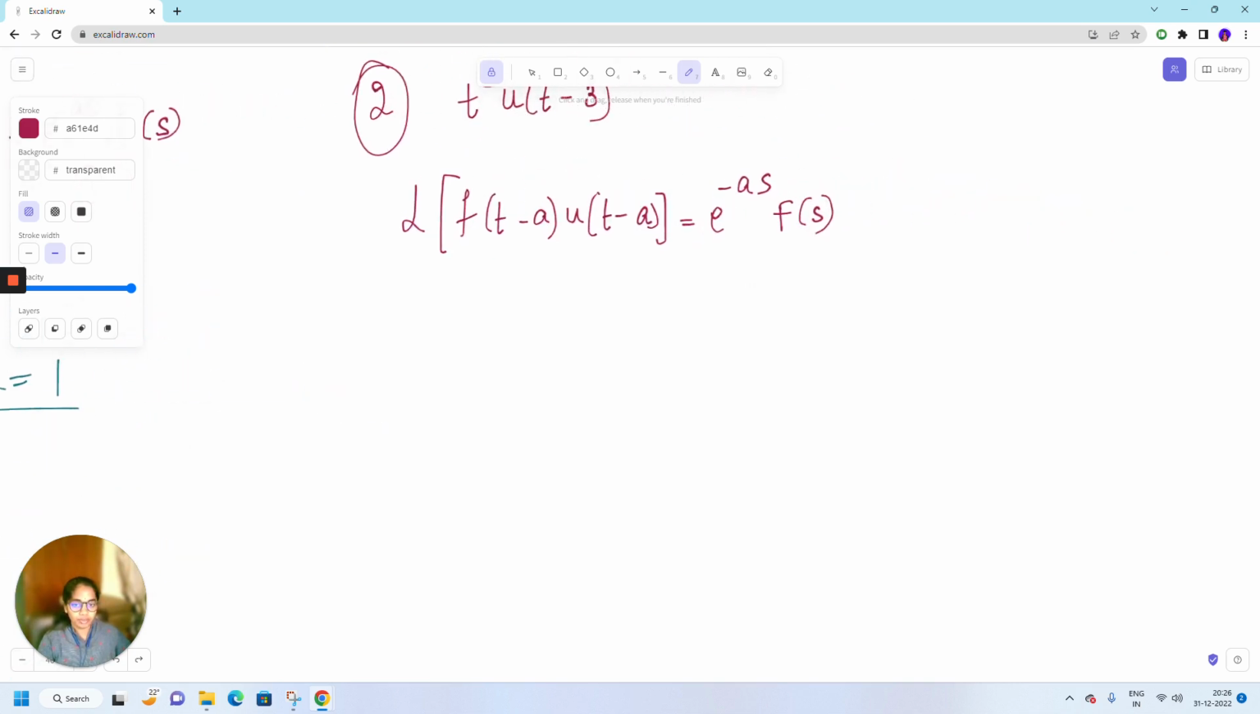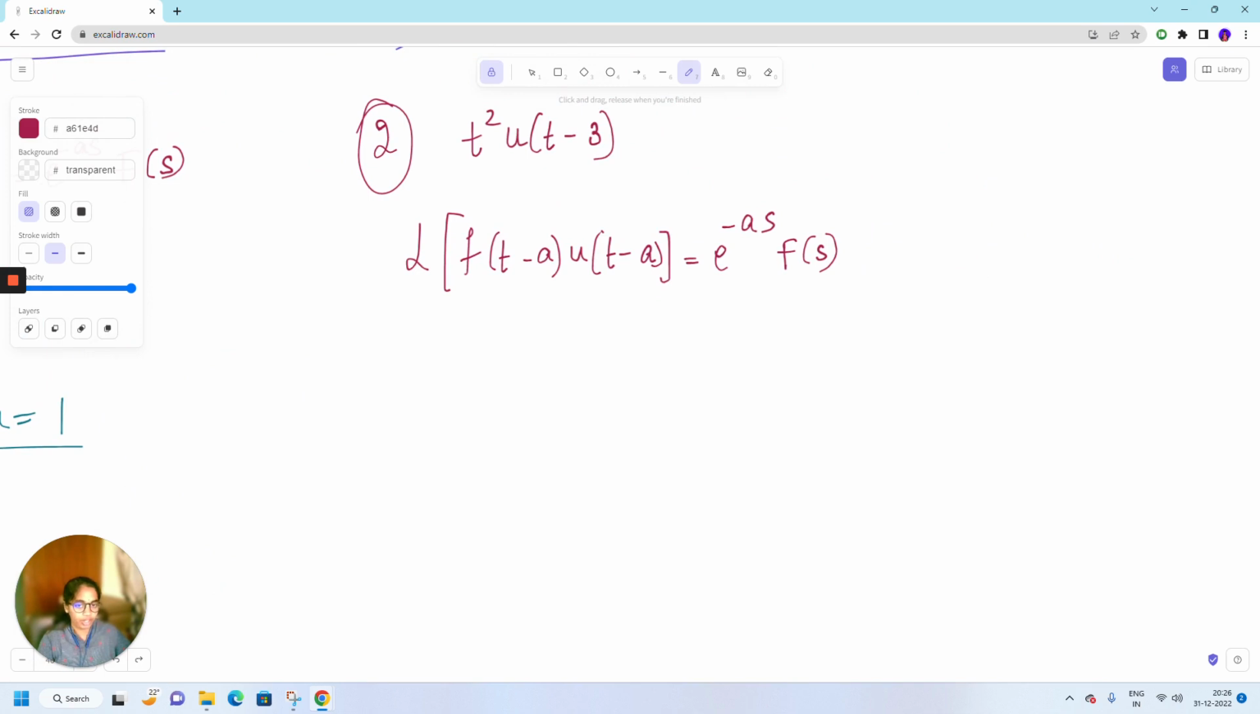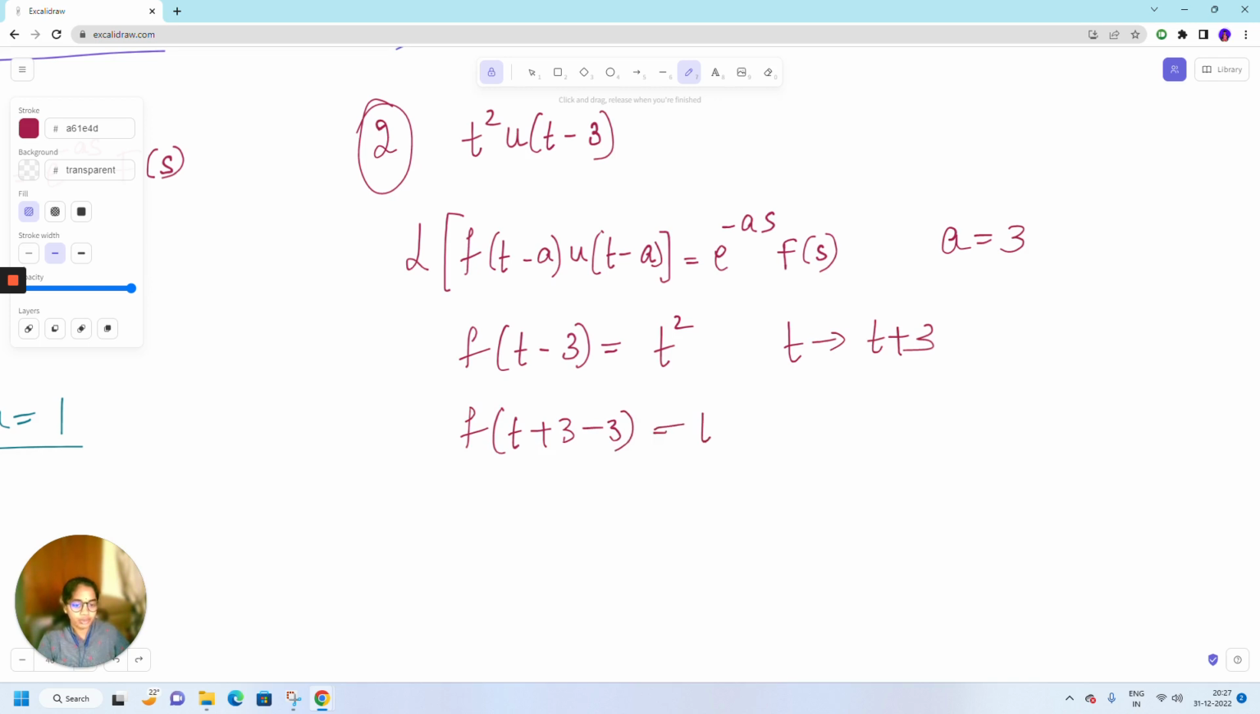What do we have in place of f of t minus a? Firstly, observe, what do we have in place of a? We have 3. So let me write that down first. A is equal to 3. What is the next step? Write down what is f of t minus 3. That is t square. Now what should I do? I want only t here. So I'll replace t with t plus 3. Then I would get f of t plus 3 minus 3 is equal to t plus 3 the whole square.